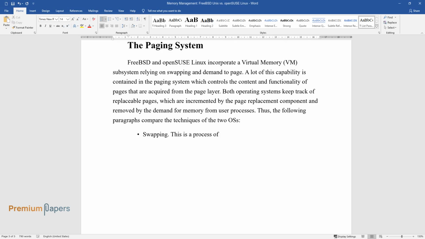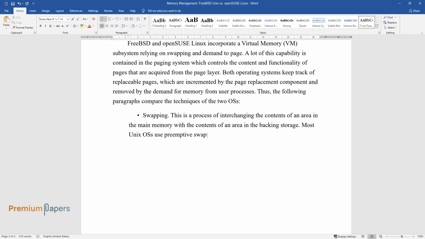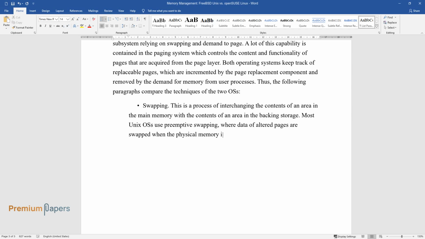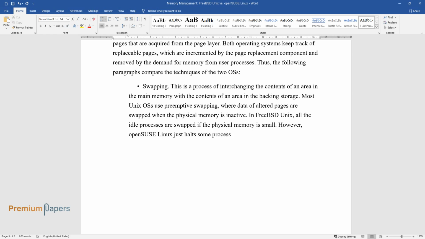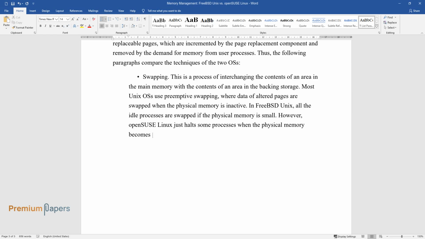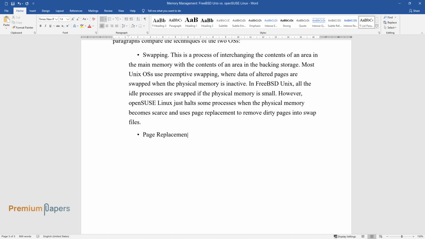Swapping. This is a process of interchanging the contents of an area in the main memory with the contents of an area in the backing storage. Most Unix OSs use preemptive swapping, where data of altered pages are swapped when the physical memory is inactive. In FreeBSD Unix, all the idle processes are swapped if the physical memory is small. However, openSUSE Linux just halts some processes when the physical memory becomes scarce and uses page replacement to remove dirty pages into swap files.